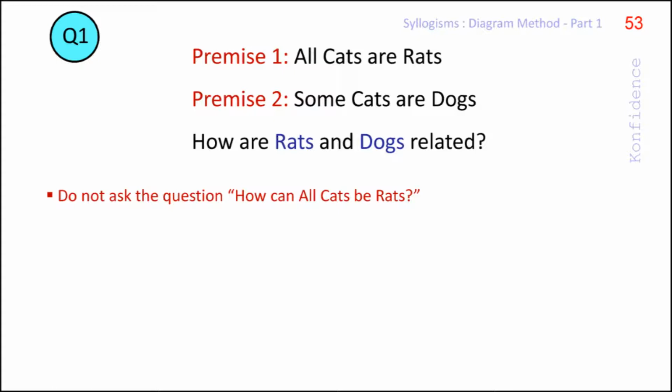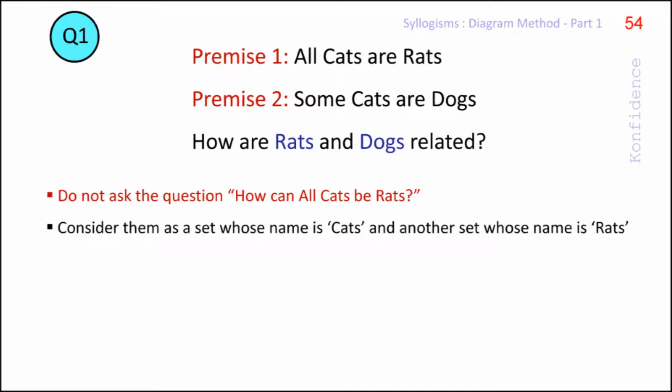So when you see such statements, do not give the real life meaning to these terms. Just take them as a set whose name is cats and another set whose name is rats, which are related as all cats are rats. So, the question is to be understood as follows. There is a set or category called cats and another set or category called rats which have the relation all cats are rats. There is another set called dogs which is related to cats as some cats are dogs.